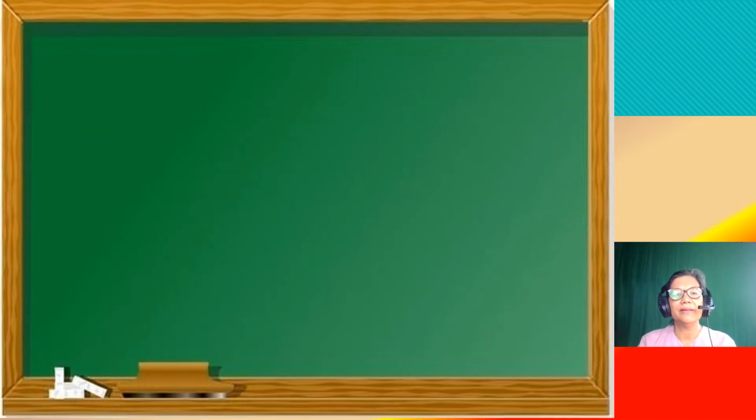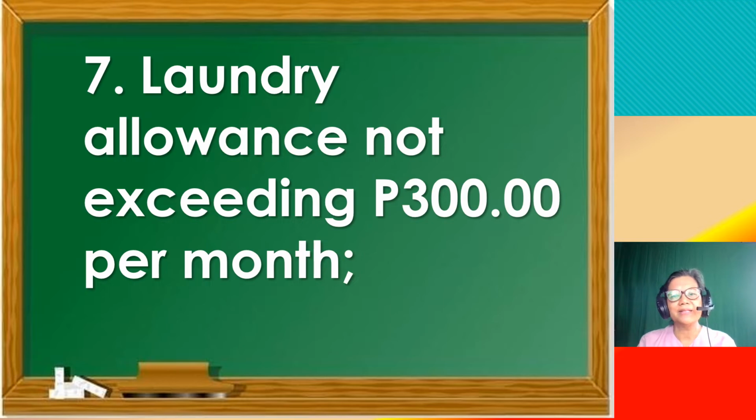Number 7, laundry allowance not exceeding 300 pesos per month. This means that for the whole year, it is 3,600 pesos.